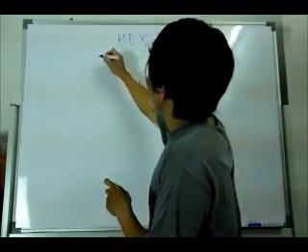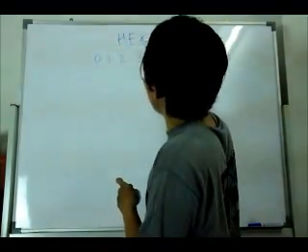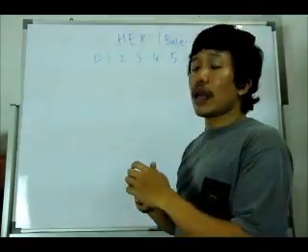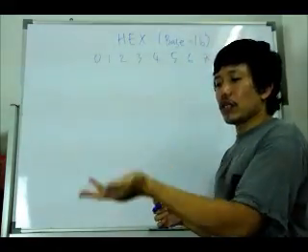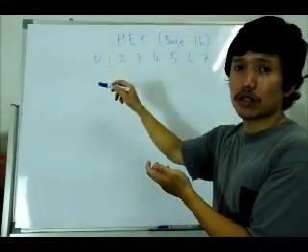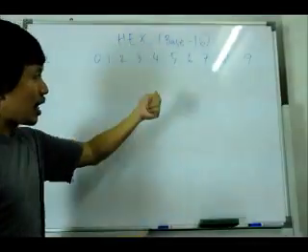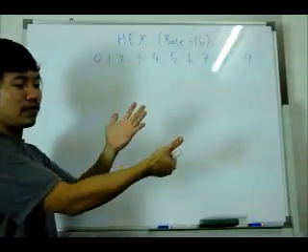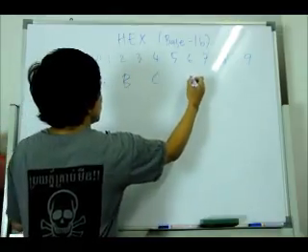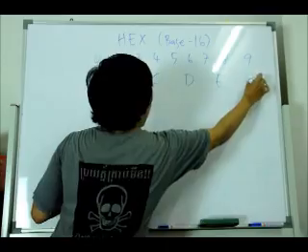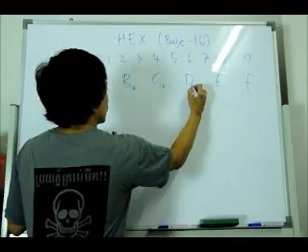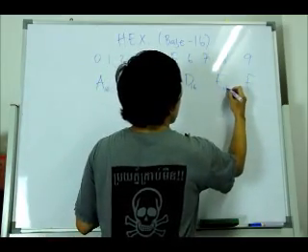meaning it has the numbers 0, 1, 2, 3, 4, 5, 6, 7, 8, 9. Then it has the numbers 10, 11, 12, 13, 14, 15, because it has 16 different numbers, and here we have 10 different numbers. So how do we represent 10, 11, 12, 13, 14, 15? They represent it using A, B, C, D, E, F. Right? So for simplicity, I'll just write 16 here, base 16.